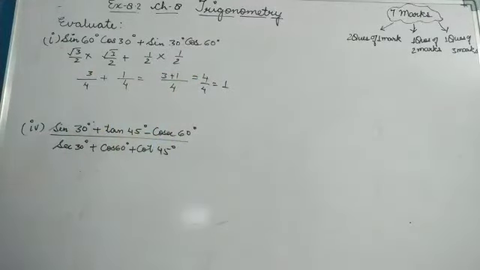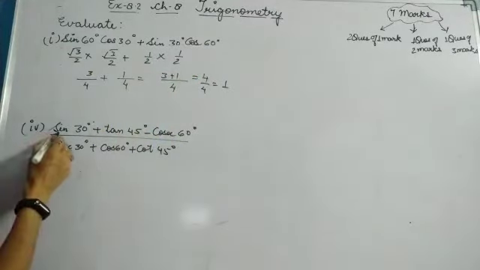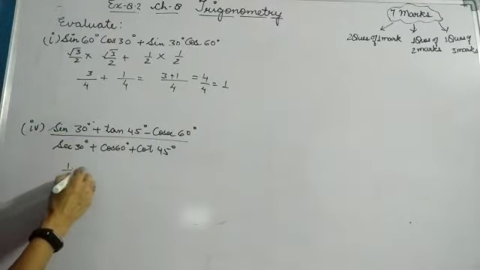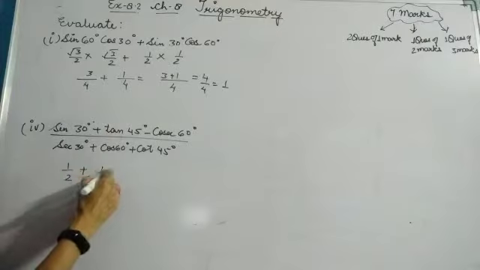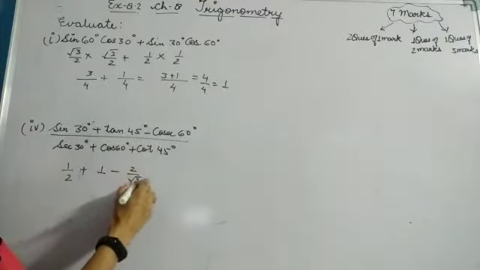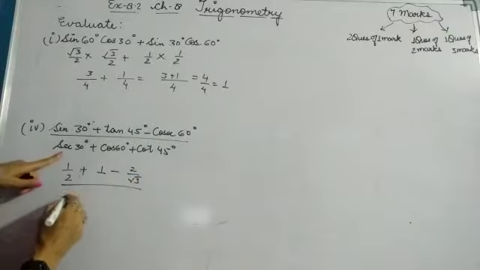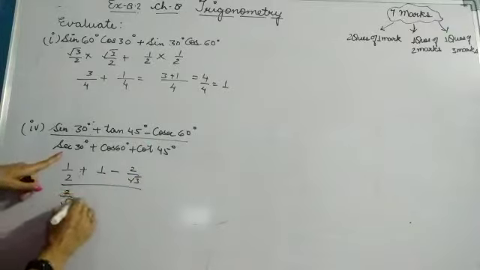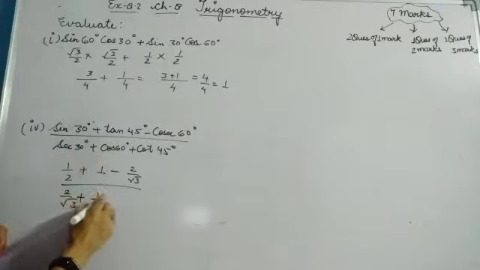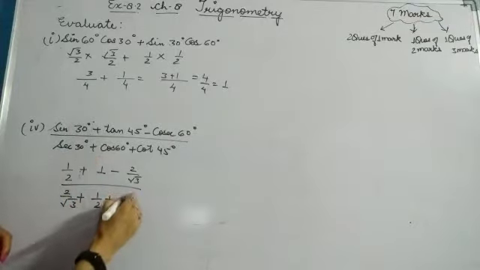Now see the next question, children. Here it is given sine 30 degree. So you know sine 30 degree is half plus tan 45 degree is 1 minus cosec 60 degree is 2 by root 3 whole upon sec 30 degrees again 2 by root 3 plus cos 60 degree is your half plus cot 45 degree is 1.